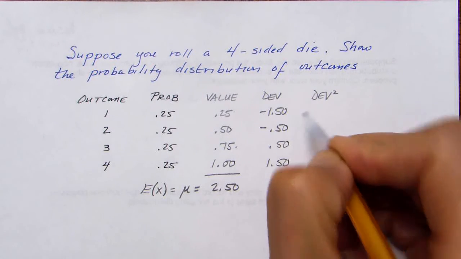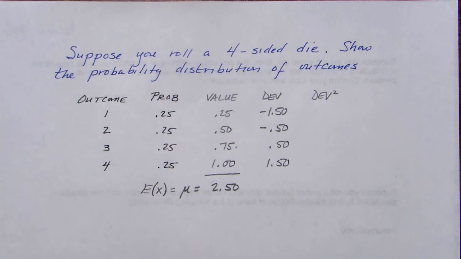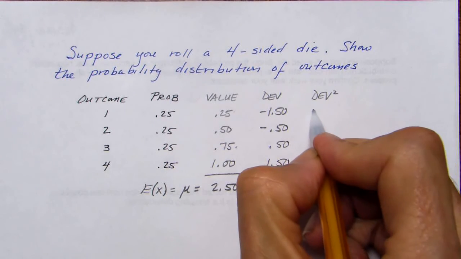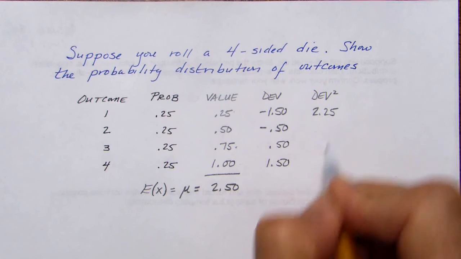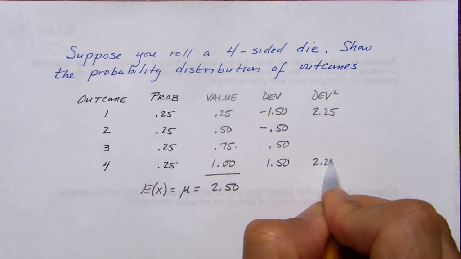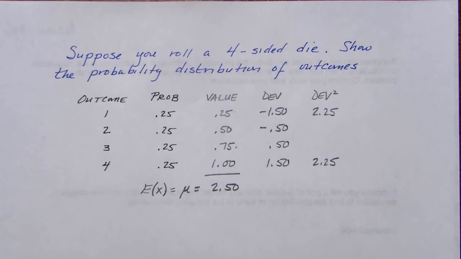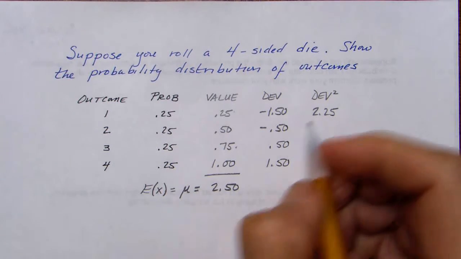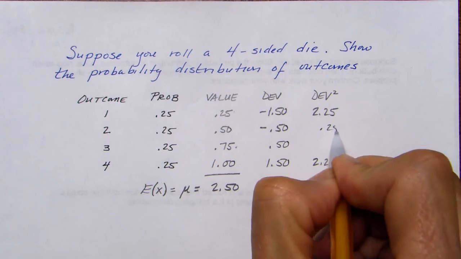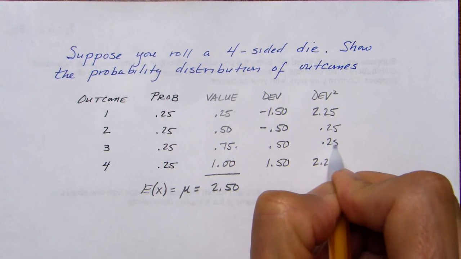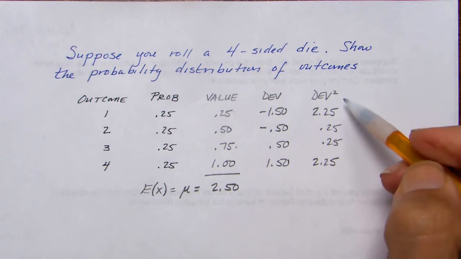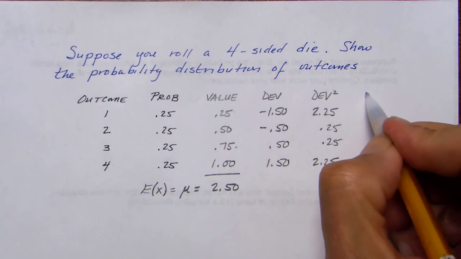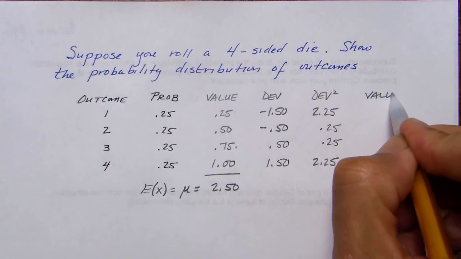And so let's see, 1.5 squared, I think that's 2.25. I'm just going to double check that. Yeah, that'd be 2.25, and then this would also be 2.25, and then 0.5 squared should be 0.25 and 0.25. But of course we've got to figure out the value of all of these.